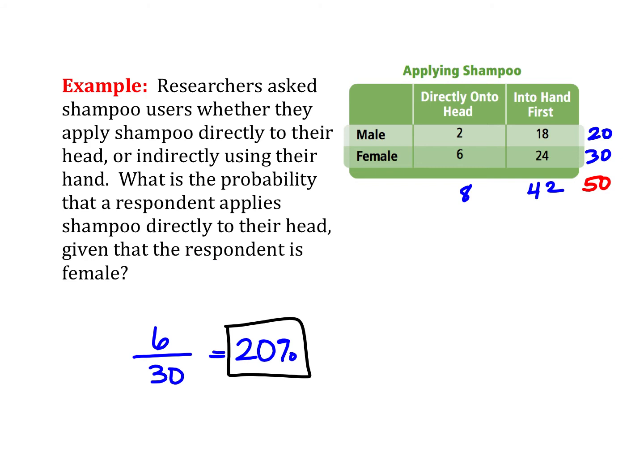What is the probability that a respondent applies shampoo directly to their head, given that the respondent is female? So for this one, we are finding the probability that they're going directly onto the head, given that that person is female. Well, if we look at the females, there are 30 total. Of those 30, 6 go directly onto the head.